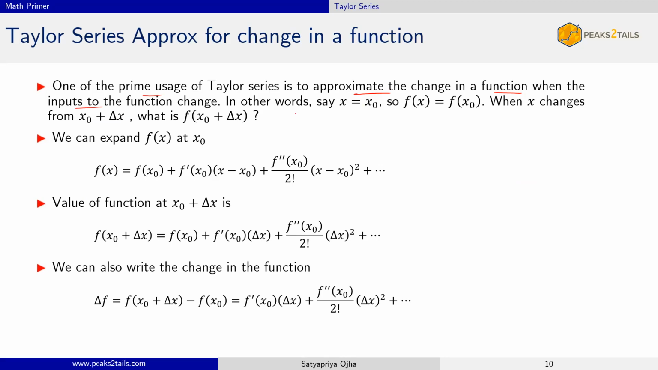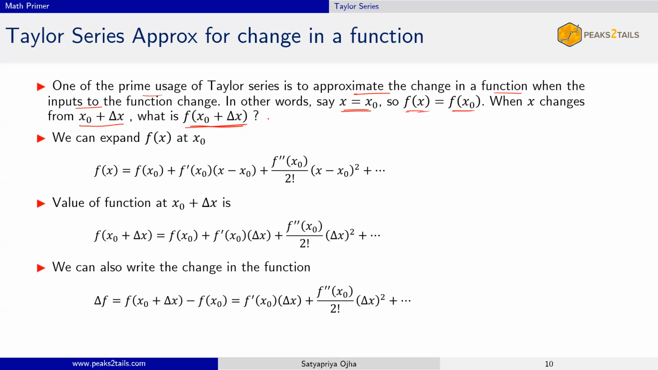So when the input changes, in other words, let's say right now x is x0, the current value of the input x is x0 or x naught. The value of the function is f of x naught. That's the value right now. When x changes to x0 plus delta x, so it gets shifted from the current value by an amount delta x, what is the new value of the function, f of x0 plus delta x? Okay, that's our idea. So we're trying to find the change in value of the function if the input changes.